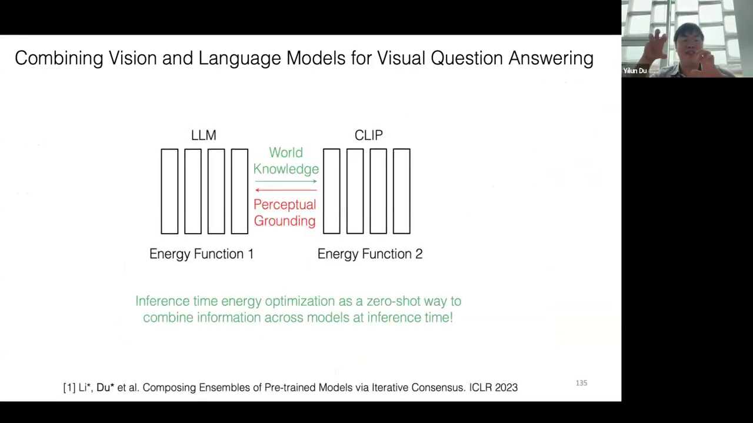So one idea to view this is we can interpret foundation models as energy functions, and then you can use energy optimization as a zero-shot way to really combine information across models by treating each model as a constraint.